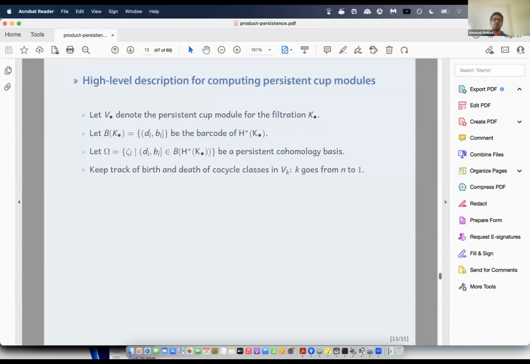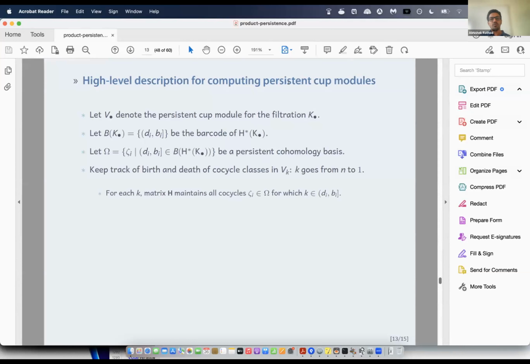So what we essentially do is keep track of birth and death of co-cycle classes for the index k vector space in the persistent cup module. Observe that we go from n to 1. So you have a for loop that goes from n to 1, and that means that we are processing the simplices in the reverse filtration order. So what do we do in this for loop?